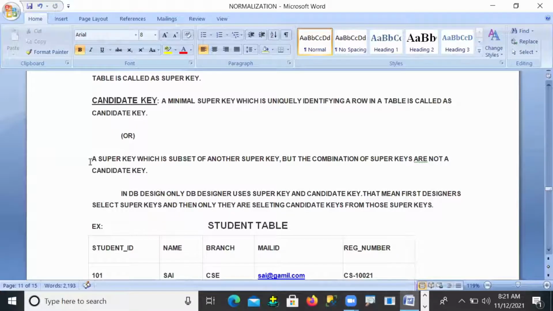So what I'm saying is, a super key which is a subset of another super key is called a candidate key, but a combination of super keys is not a candidate key. A combination of super keys is not a candidate key. So what does it mean, sir? Simple example.